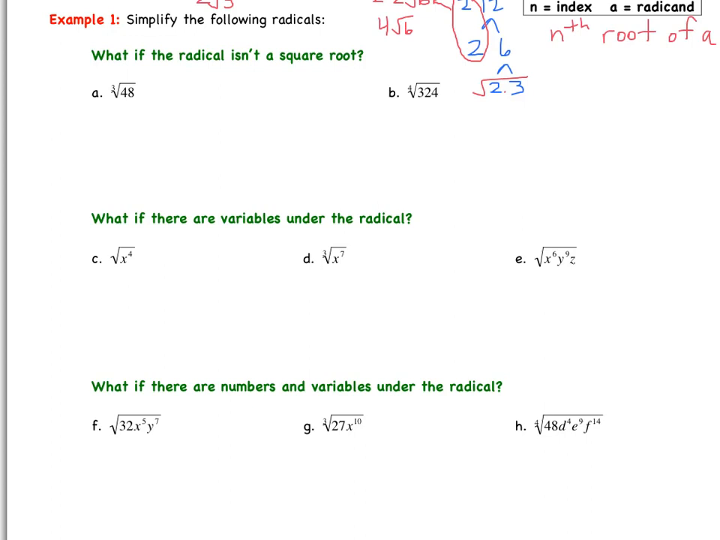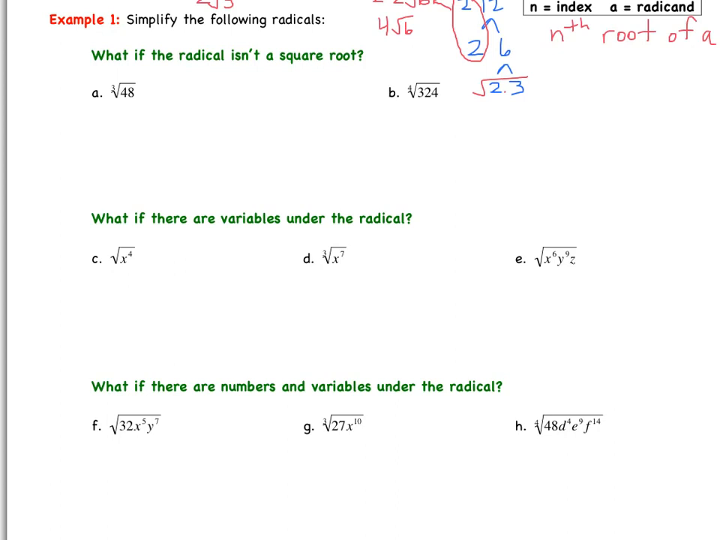Okay, so now we need to start knowing our perfect powers. Powers of 3, powers of 4, powers of 5. We need to introduce ourselves to those because it makes our life a lot easier. Okay, so in part A, the cubed root of 48.